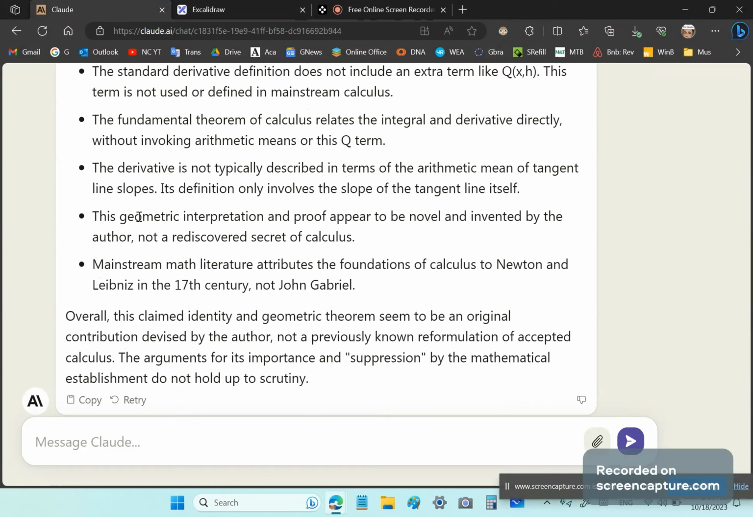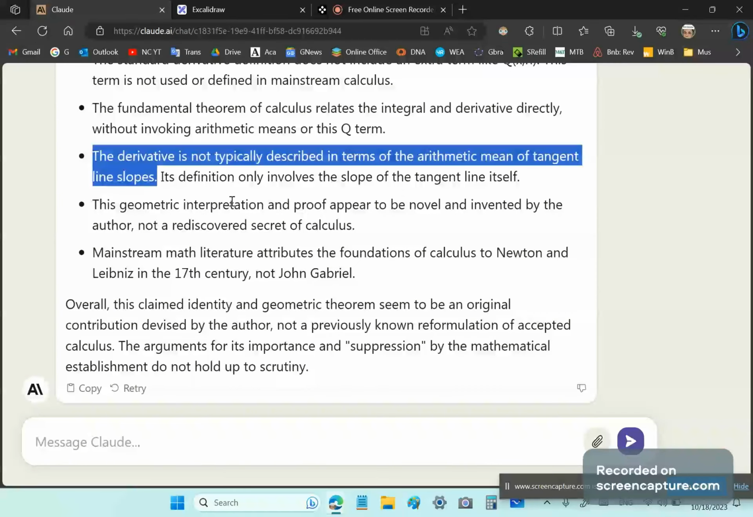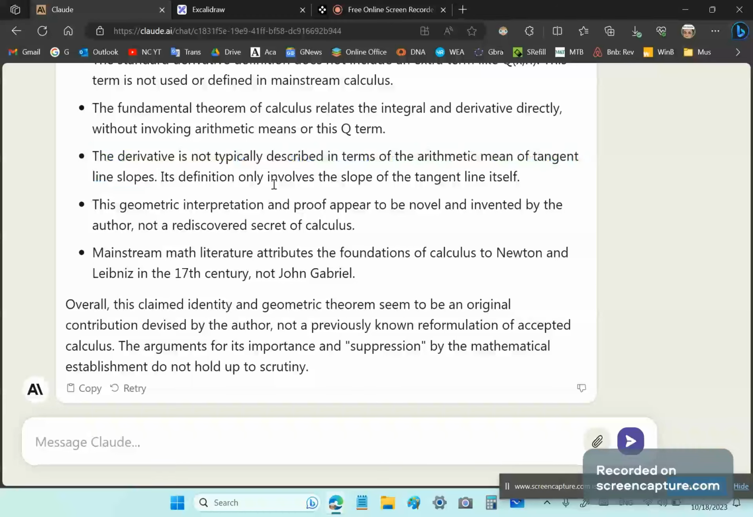And then it says, the derivative is not typically described in terms of the arithmetic mean of tangent line slopes. It's not typically, right? It says its definition only involves the slope of the tangent line itself. Well, that's because they didn't know about the theorem. So how could they relate it? And then it says this geometric interpretation and proof appear to be novel and invented by the author, not a rediscovered secret of calculus. Okay.